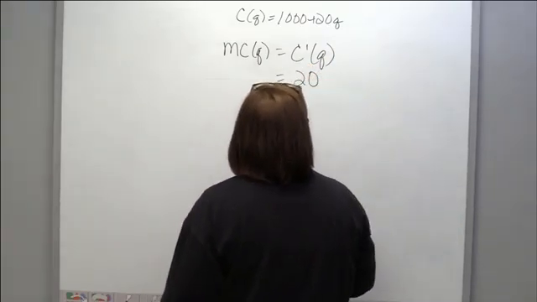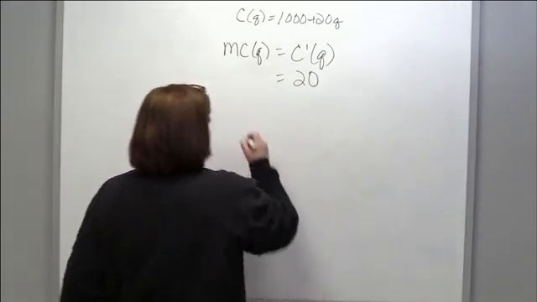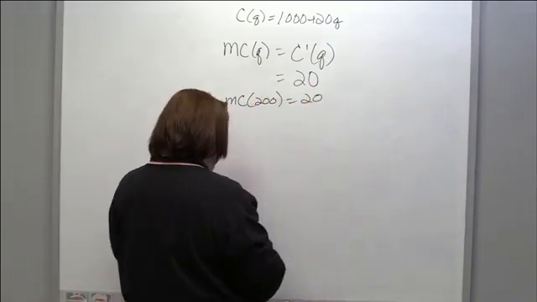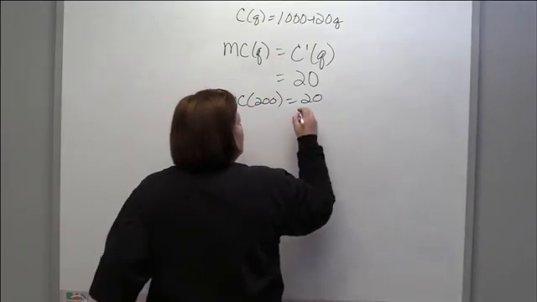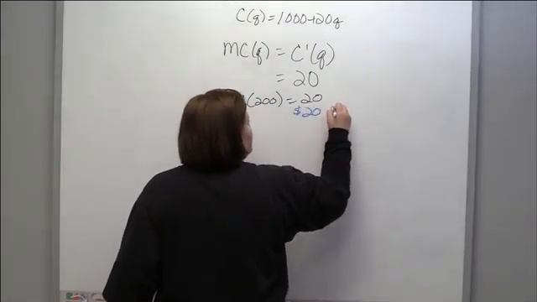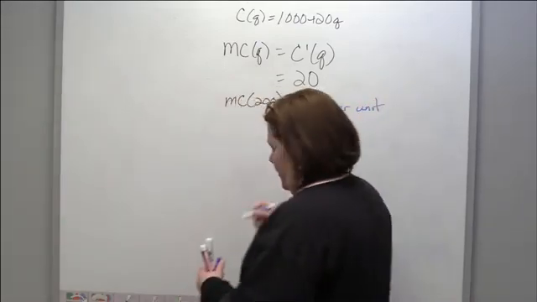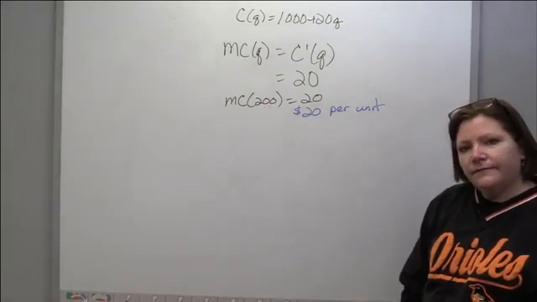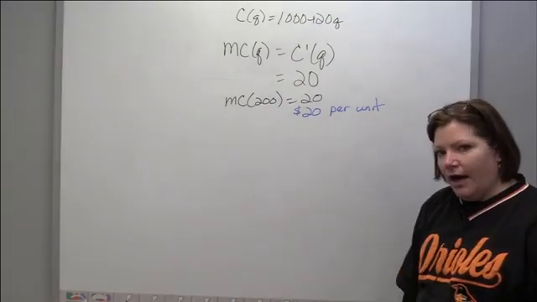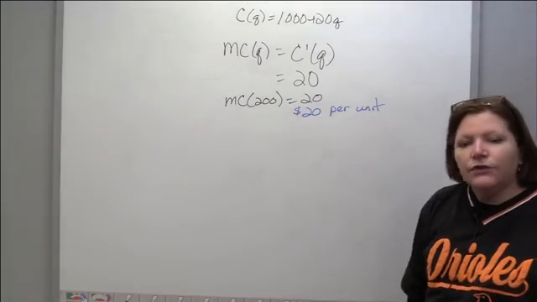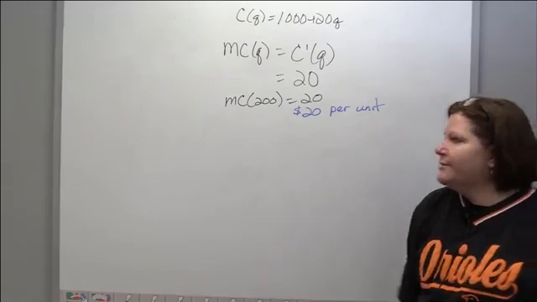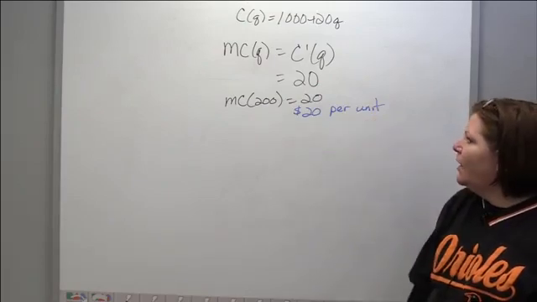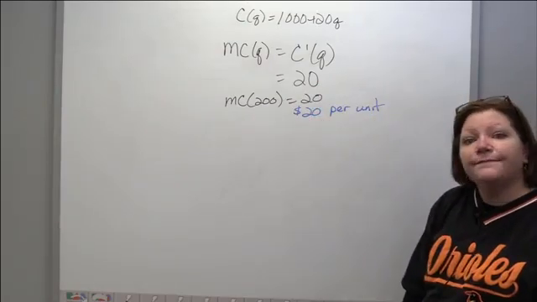So this tells us, and it doesn't matter that we're looking at the 200th unit, and what does this actually mean? This is going to be $20 per unit. So this tells me if we were to increase production, our additional increase in total cost is going to be about $20 per unit that we increase by. So we would expect the increase in cost from going from 200 to 201 would be $20 more.